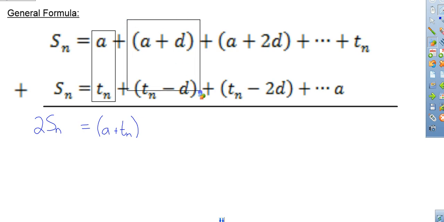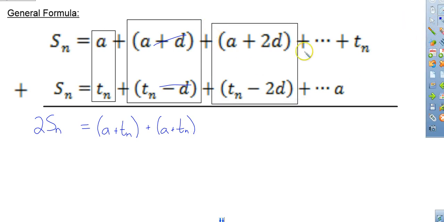So next I want to add up this column right here. So what we have is a plus d plus term n minus d. So what happens here is if you add d plus negative d, those d's cancel out, and again we're just left with a plus term n. Over here as well, the next column that I have, a plus 2d, and then plus term n minus 2d. Again, 2d will cancel out minus 2d. So what we're doing is we're just adding, again, a plus term n.